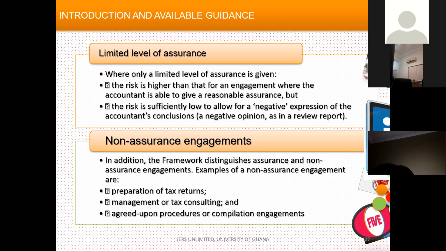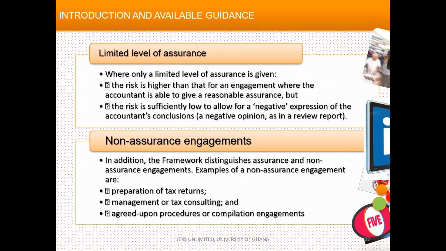A limited level of assurance is what they call negative assurance. What does it mean? It usually happens on reviews, because you didn't go the extra mile to gather all the evidence you needed to have a reasonable level of assurance that you performed substantially all the procedures you needed to perform for the audit work. And so your level of assurance is limited. Where only a limited level of assurance is given, the risk is higher than that for an engagement where the accountant is able to give a reasonable assurance. So limited level of assurance is lower.